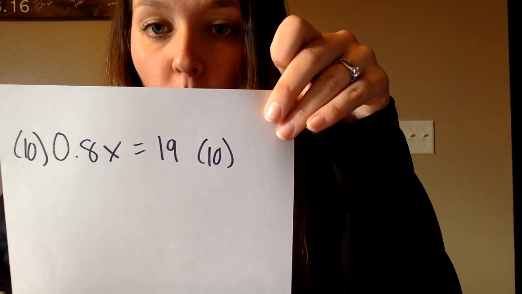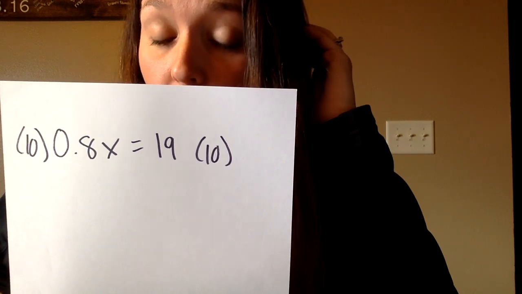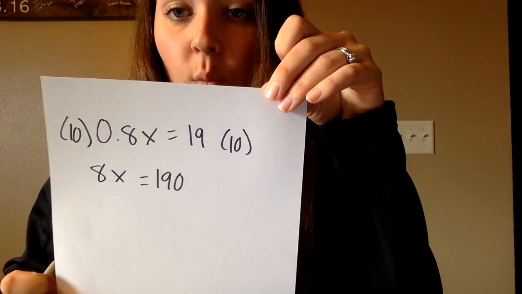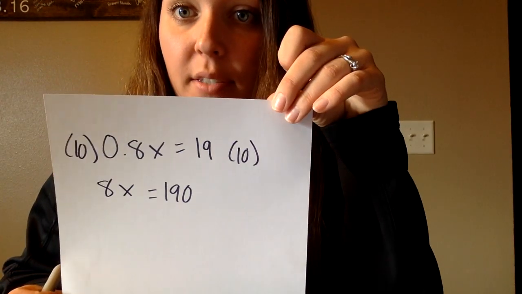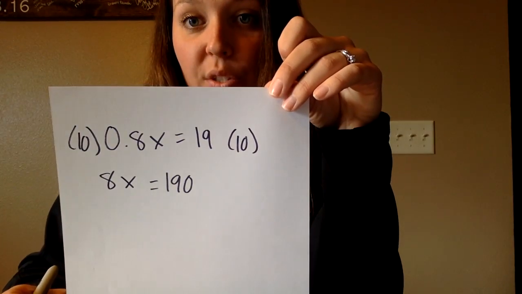So I'm just going to show this so it doesn't get lost here. I'm going to multiply both sides by 10, because 8/10 times 10, we got just an 8. So 8x equals 190. Then we have gotten rid of our decimal places. Now it's just solving for x. So we need to divide by 8, which is the coefficient.